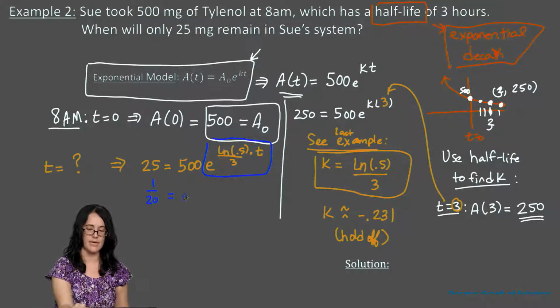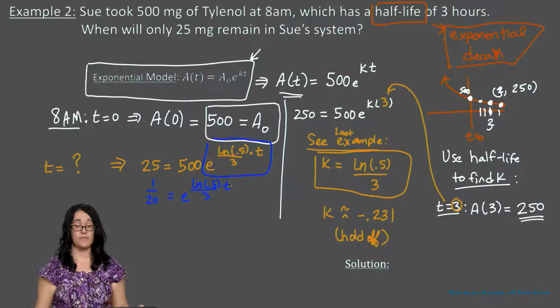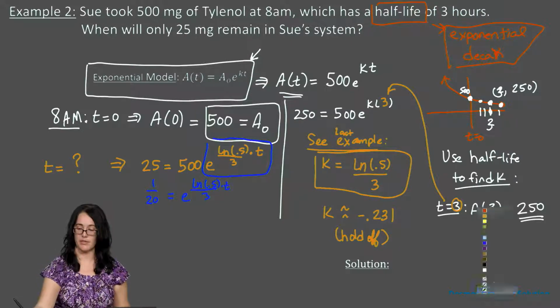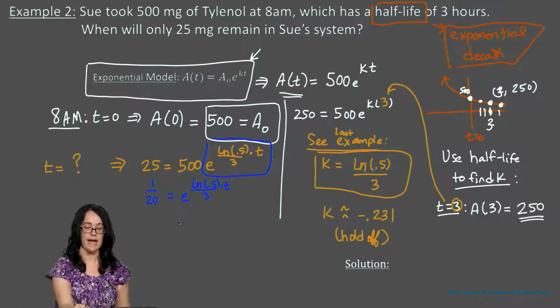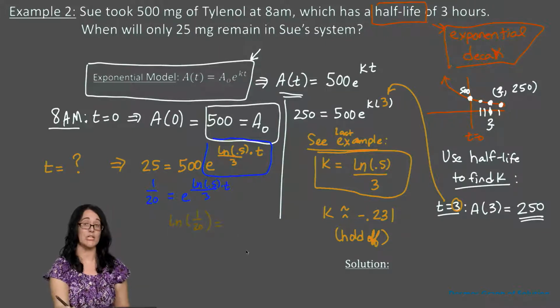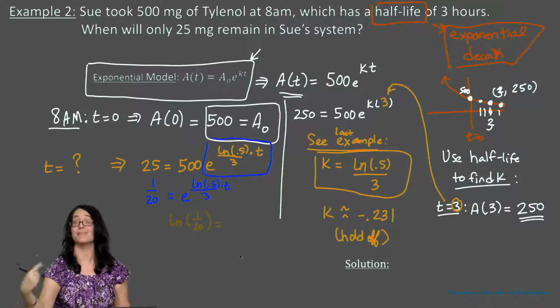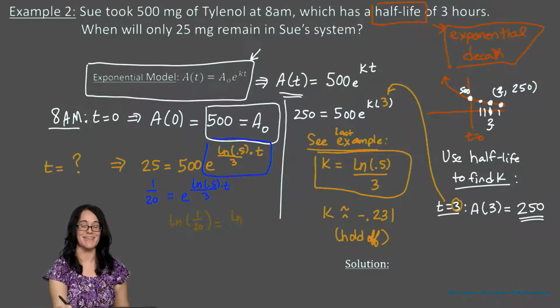Is equal to e to the natural log of 0.5 over 3 times t. And then to solve this, you'll do the same thing you did in the previous one, right? You're going to be taking the natural log of both sides, so natural log of 1 over 20. But taking the natural log of e to a power is just the power, right? We learned that in our last example. So this is just the natural log 0.5 over 3 times t.